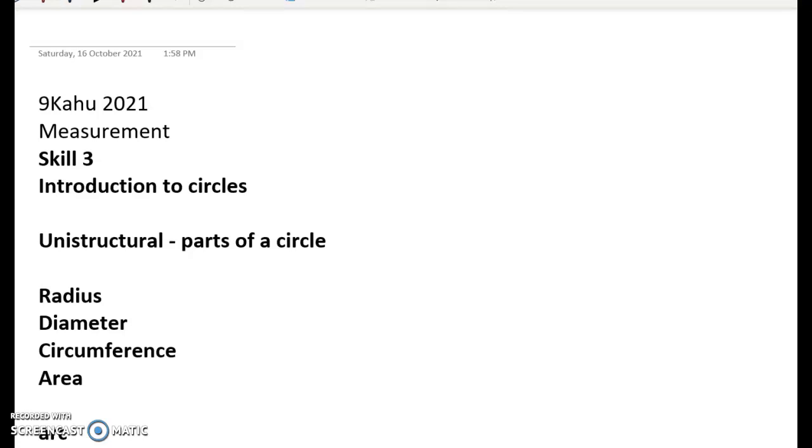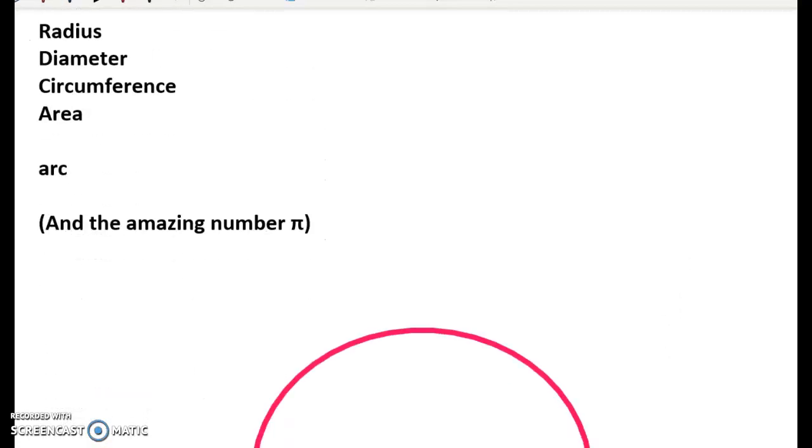Kia ora, Year 9. In this video, I'm going to go over the basic work we do on circles in this measurement unit. So I'm going to start by looking at some terminology around circles, and then we're going to move on to finding the circumference and the area of a circle. Okay, so first of all, let's take a look at just the names for some parts of the circle.